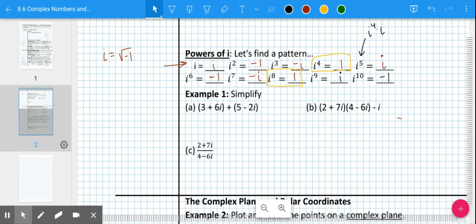Let's go through a couple simplify problems here. In the first one, you're going to add those two. Go ahead and choose the right answer. And the answer that you wanted to choose was 8 plus 4i. You're just adding like terms, so that one's not too bad.